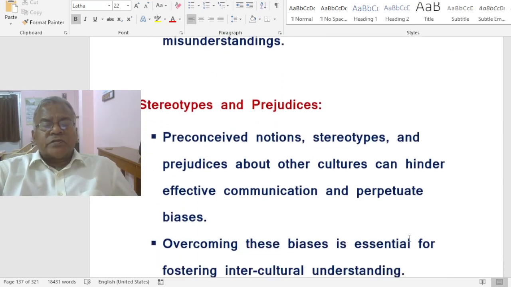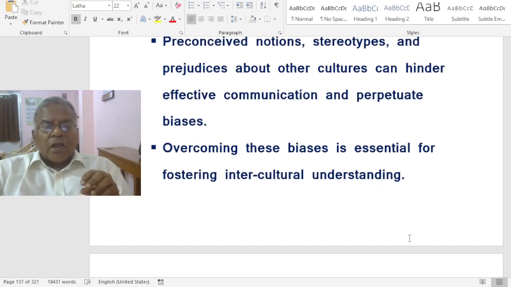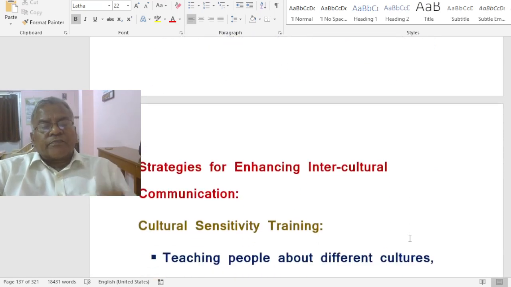Stereotypes and prejudices. Preconceived notions, stereotypes, and prejudices about other cultures can hinder effective communication and perpetuate biases. Overcoming these biases is essential for fostering intercultural understanding.